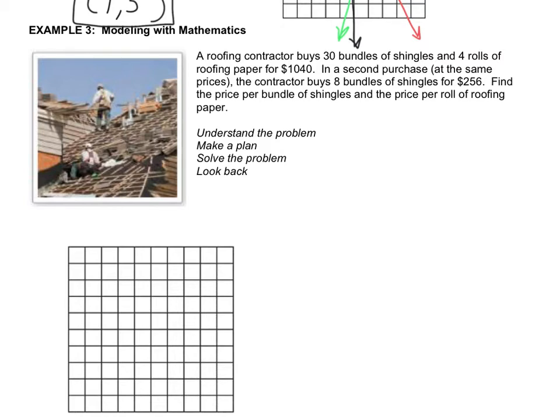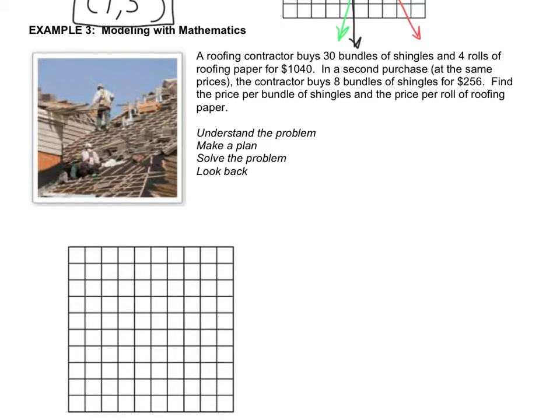So here's the first problem. A roofing contractor buys 30 bundles of shingles and 4 rolls of roofing paper for a total cost of $1,040. In a second purchase at the same prices, and that's important, the contractor buys 8 bundles of shingles for $256. Find the price per bundle of shingles and the price per roll of roofing paper.